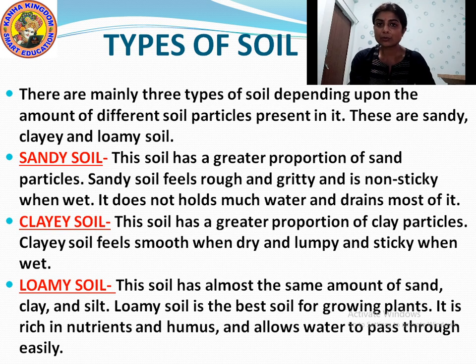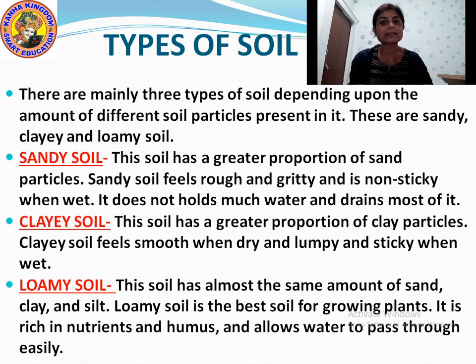It is rich in nutrients and humus and allows water to pass through easily. And why is this soil very good or best for growing plants? Because it is rich in nutrients. It contains nutrients. Since it has all the particles of soil like sand, clay and silt in equal proportion, and it is also very rich in nutrients and humus. Nutrients means the minerals like iron, potassium, calcium, okay? And humus means the dead remains of plants and animals.